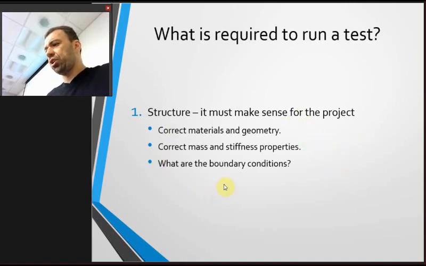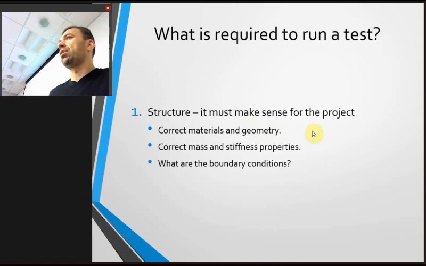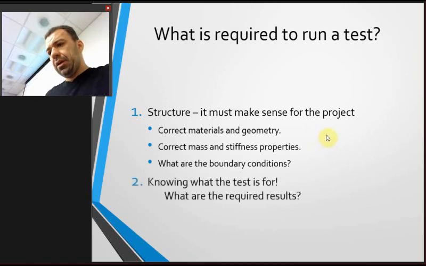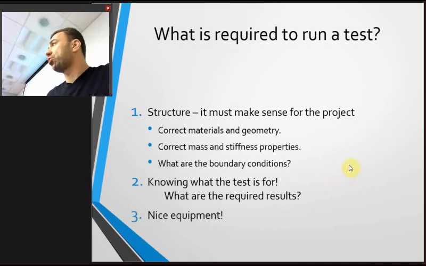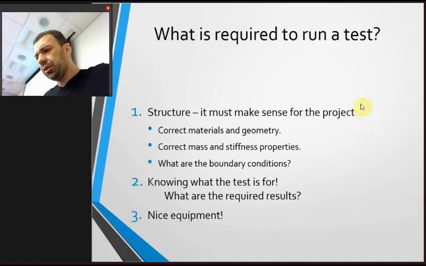And you, of course, need to satisfy the right boundary conditions. This is more important for the free boundary conditions. For example, planes during the test are on the ground, but we don't care about this. We need the natural frequencies and modes in the air. So how do you do this? The second thing is you need to know what the test is for. There is no test before you know what you are going to extract from it. And the third thing is you need to have nice equipment, capable hardware and software. Let's go over each one of these in detail.